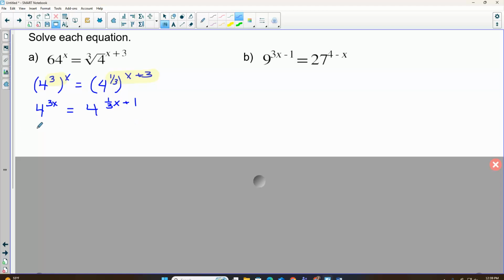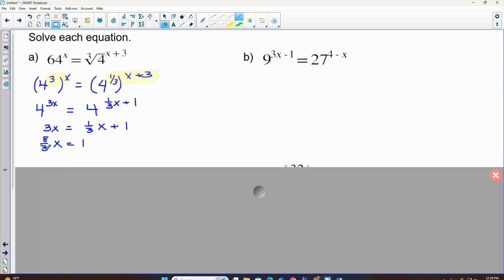Once you have the same base on each side, you can drop the base and set the exponents equal. So if I subtract over my 1/3, I get 8/3 x equals 1. So then divide by 8/3 or multiply by the reciprocal, and x is 3/8. Nice thing about these, you can always check them just by plugging it back into your calculator.